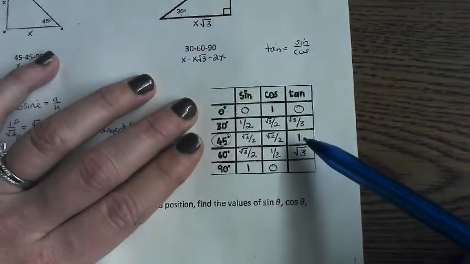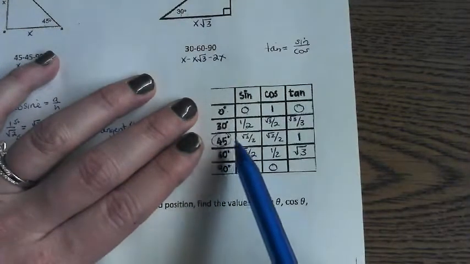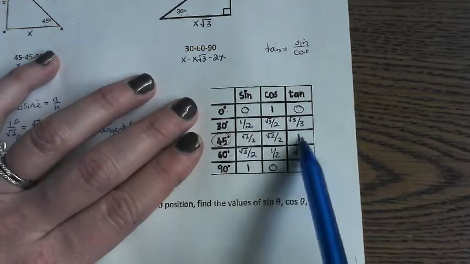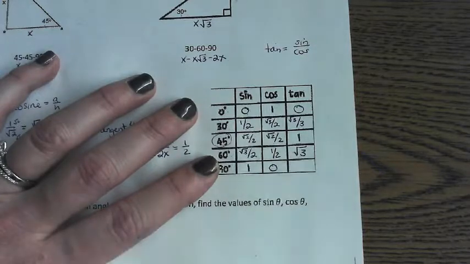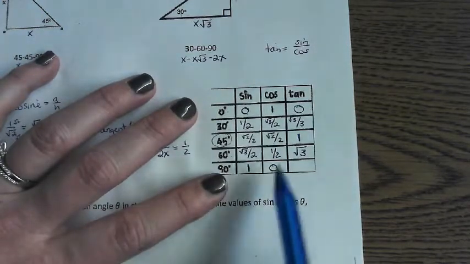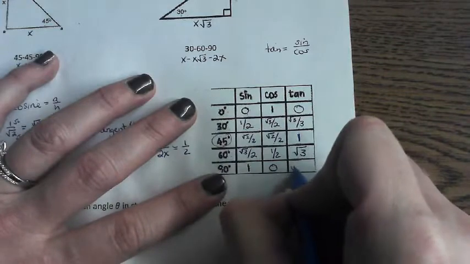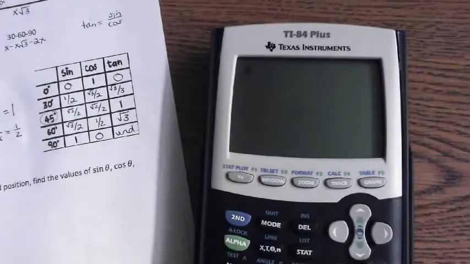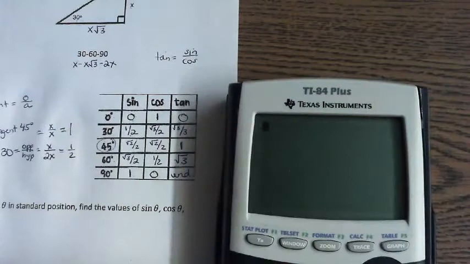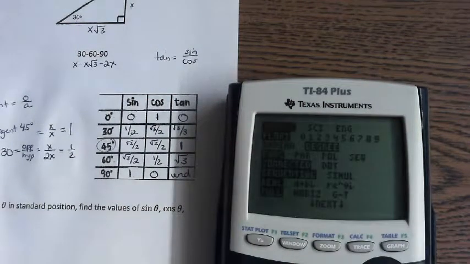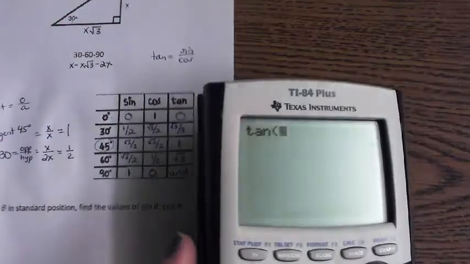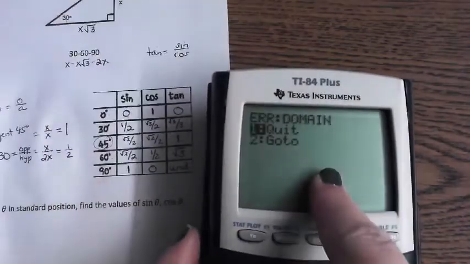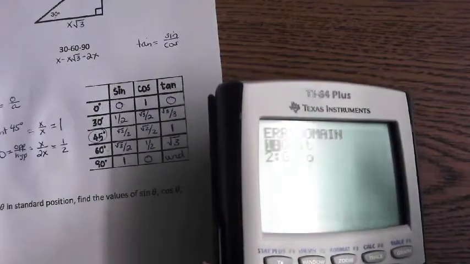It should make sense a little bit from a different perspective now why the tangent of 45 is 1. Because anything divided by itself is 1. Root 3 over 2 divided by 1 over 2 is just root 3. And what's 1 divided by 0? Undefined. If on your calculator, and by the way, these are in degrees, so your mode, you don't have to do this. But if I were to find the tangent, in degrees, of 90 degrees, it's going to give me an error because it's undefined. Okay?